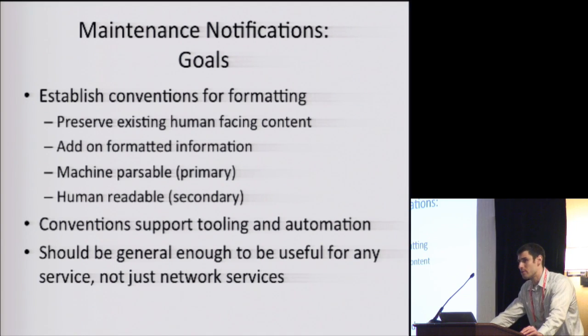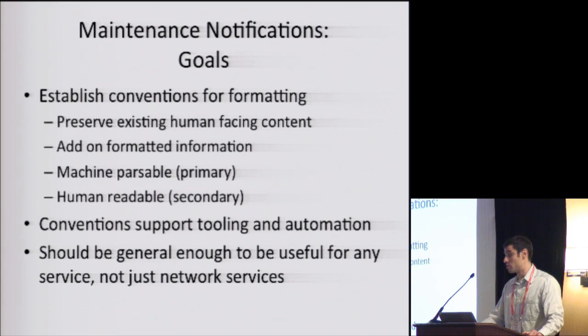Our goals for this: we want to preserve the existing format. We think that there's a lot of value in human readable format in the maintenance notifications. We want to make sure that that remains for anyone who wants to adopt this approach. We want to ensure that people can continue to consume the messages as they exist today without any additional trouble. So what we're looking to do is to add on some formatted information to those notifications in addition to what's already there. We want that formatted information to be machine parsable. That's the most important thing to enable automation.